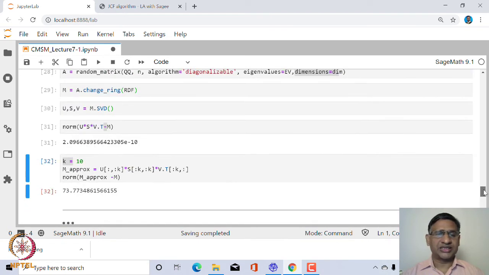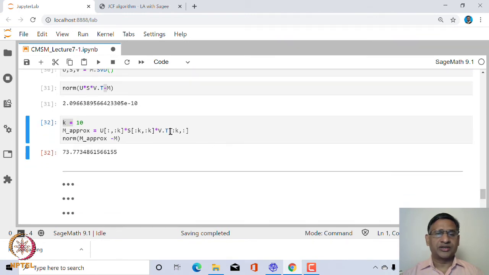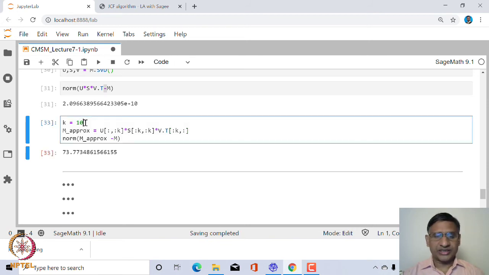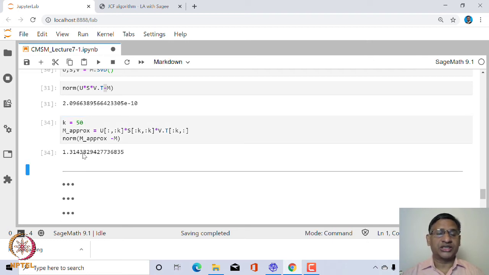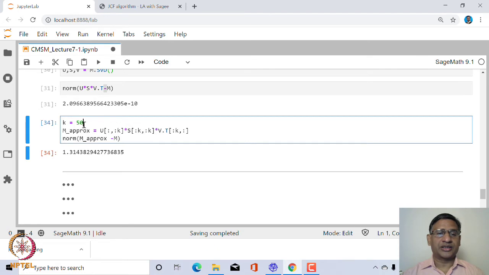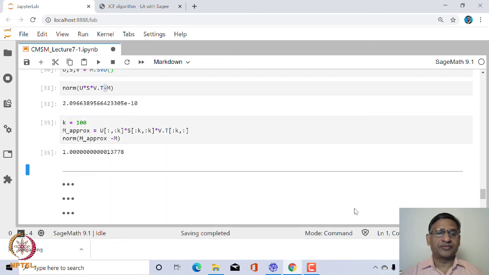So, let us see in this case what is the difference between the norm of the original matrix M and this matrix. In this case it is 73.77, which is quite large as an error, but instead of 10, if I make it 50, then it has reduced considerably, right. If I take 100, it will be again very close to 0, right.